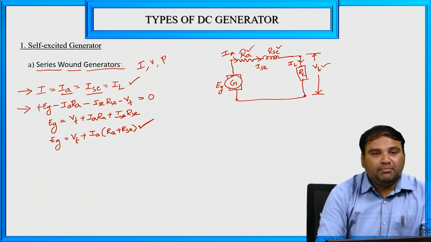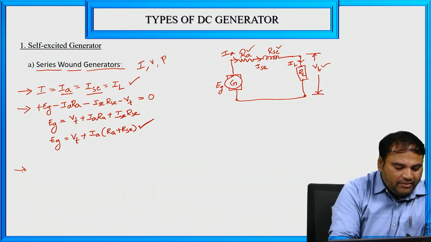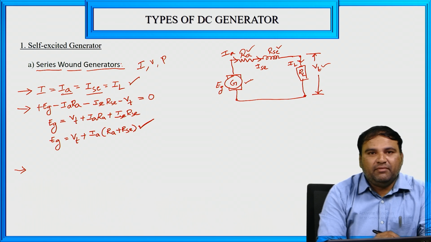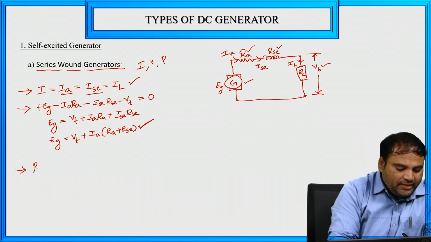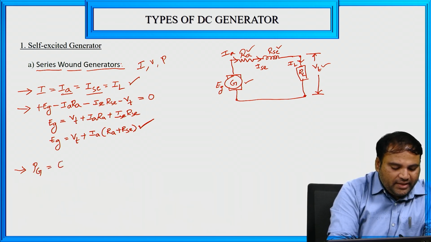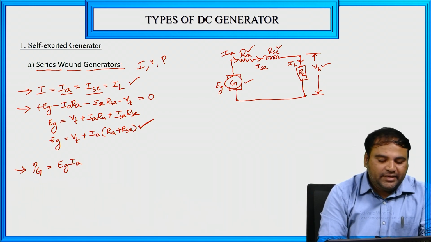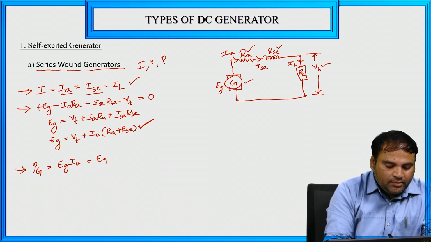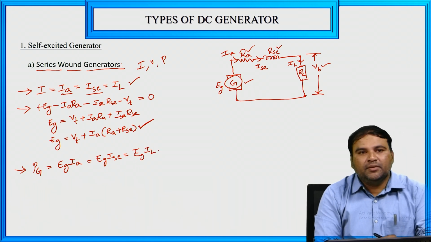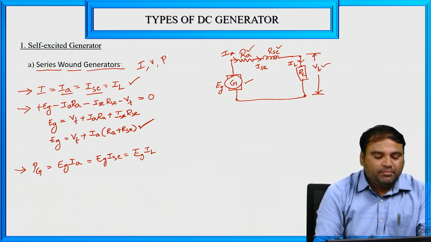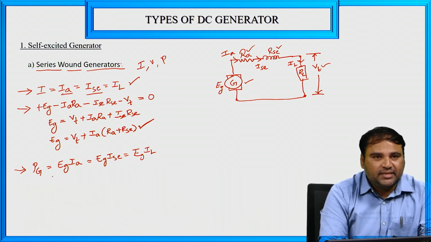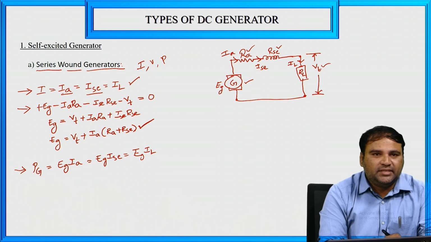Now what about the power relation? So the power developed by the generator, that is PG, is equal to EG into IA, or EG into ISC, or EG into IL, because the current is constant only. So power developed by the generator is equal to EG into IA, that is equal to EG into ISC, that is equal to EG into IL.